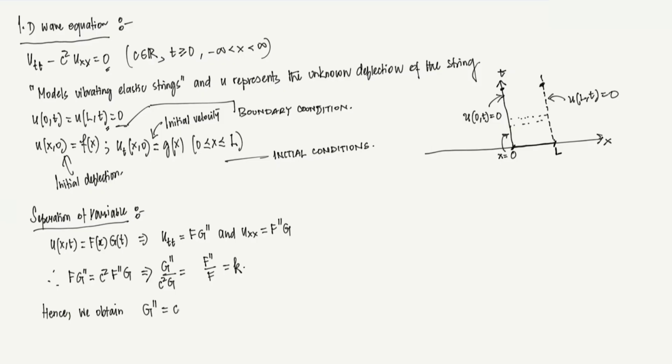Equals c squared k times g. Is it okay? So let me put it here. It doesn't matter, but I wanted to write it like this. And you also have F double prime minus k times F, which is going to be 0, right? Those are the two equations which we have.